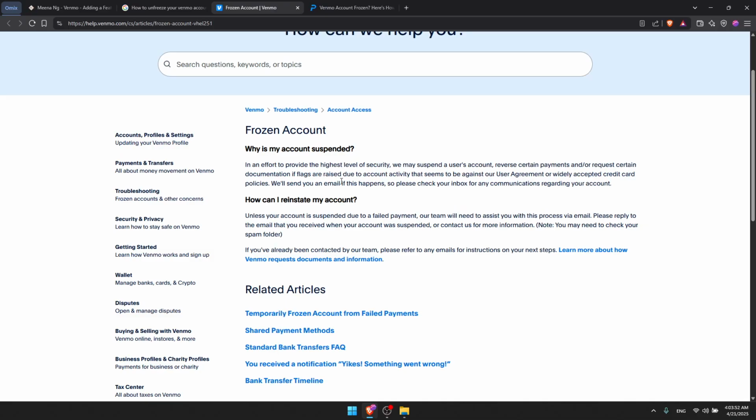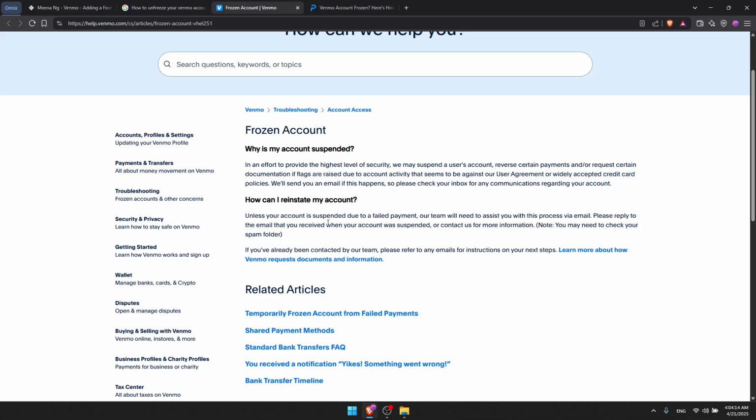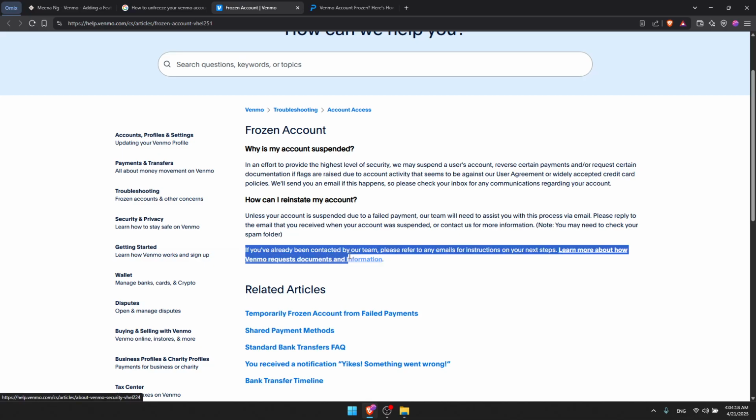And of course, how can you unfreeze it? Unless your account is suspended, suspension is different from freezing due to a failed payment. Our team will need to assist you with this process via email. So please reply to the email that you received when your account was suspended or frozen. Contact them, and you may need to check your spam folder if you didn't find it in the normal mail. And if you have already been contacted by our team, please refer to the email instructions for the next steps.